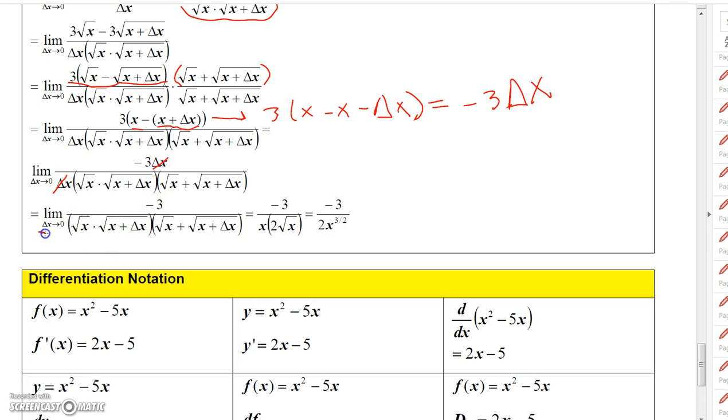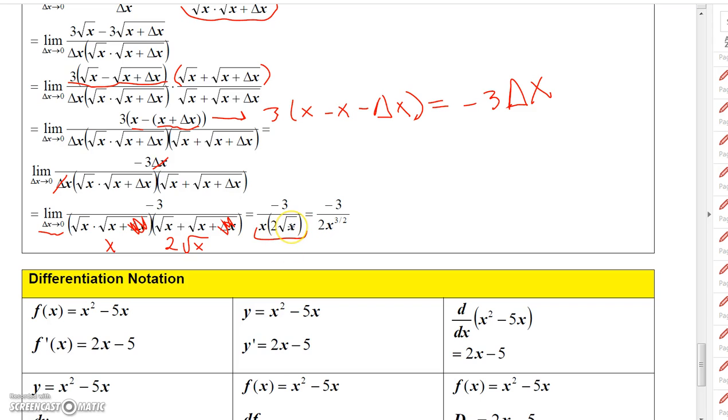Now I can let delta x go to 0. And basically what's going to happen if delta x goes to 0, this term's going to disappear, and this term's going to disappear. And so here you're going to have square root of x times square root of x, which is just x. And here you're going to have square root of x times square root of x plus square root of x, which is 2 square root of x. So basically the denominator is just x times 2 square root of x, which I have here. And the numerator is minus 3.